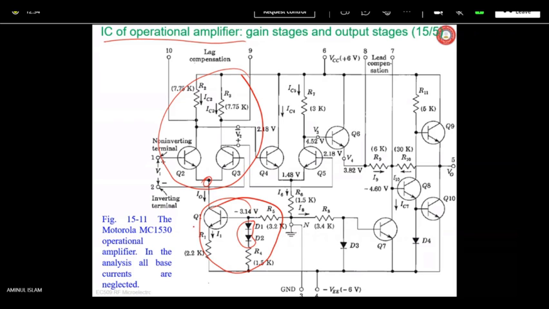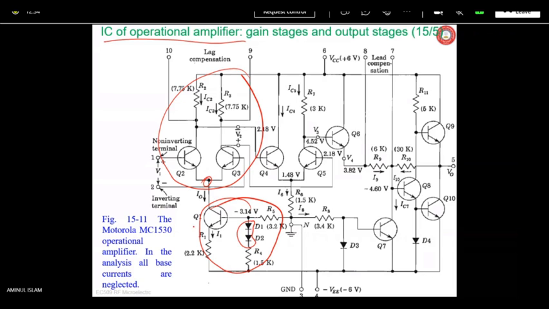So the DC voltage of the base of Q4 or Q5, the DC voltage of the base means this voltage and this voltage, we have to find out. So we can look from here to VCC and find that VBN4 equals VBN5 equals VCC minus IC3 R3.